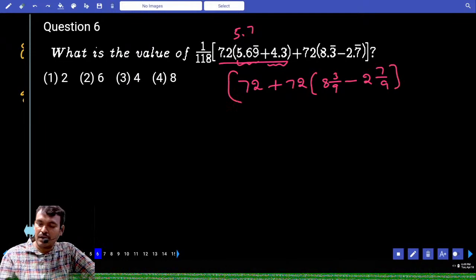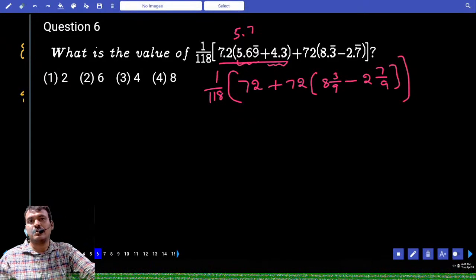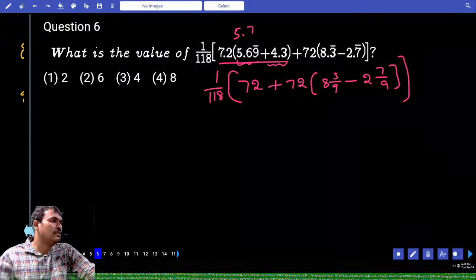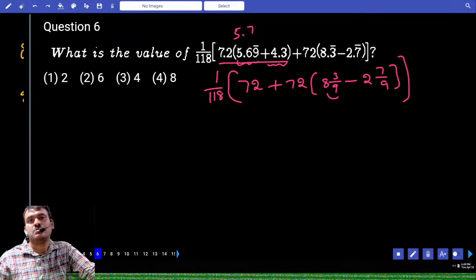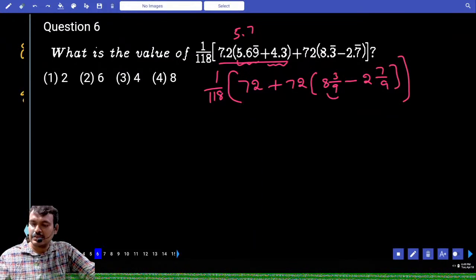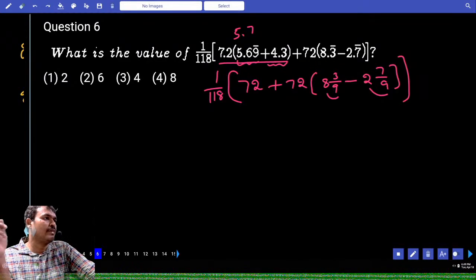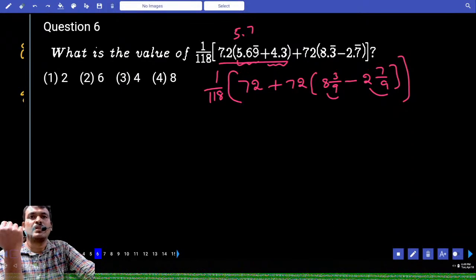Okay. Overall bracket into 1 by 118. 8 3 by 9 means 8 9s are 72, plus 3, 75 by 9. Second one, 9 2s are 18 plus 7, 25, so 25 by 9. 75 by 9 minus 25 by 9, the difference is 50 by 9. 9 how many times 72? 8 times.